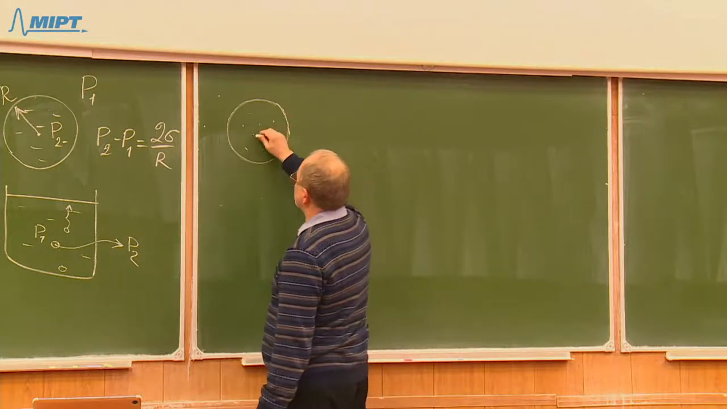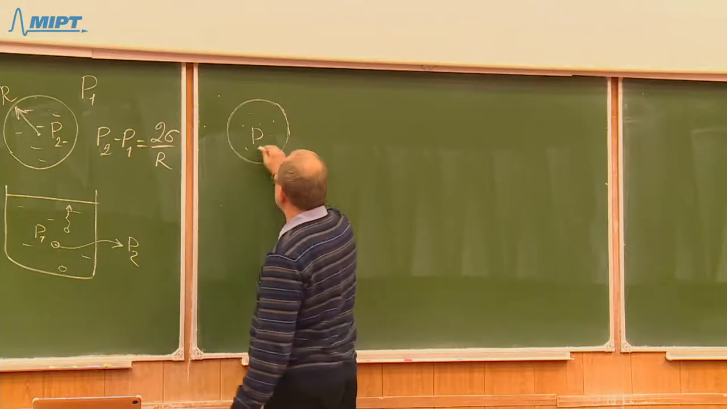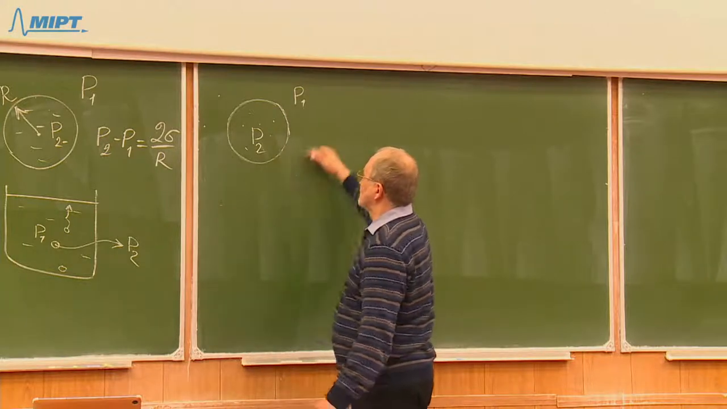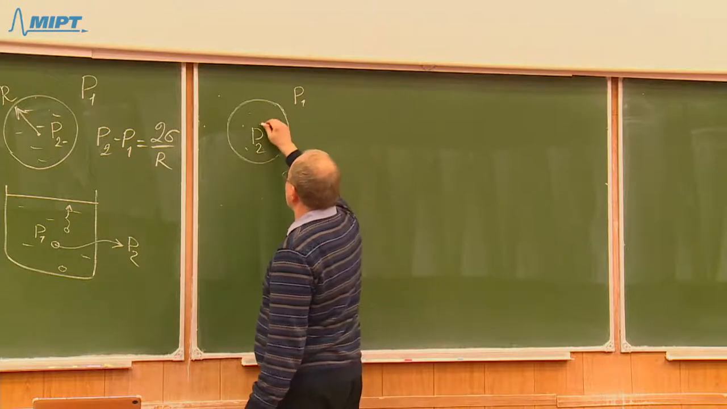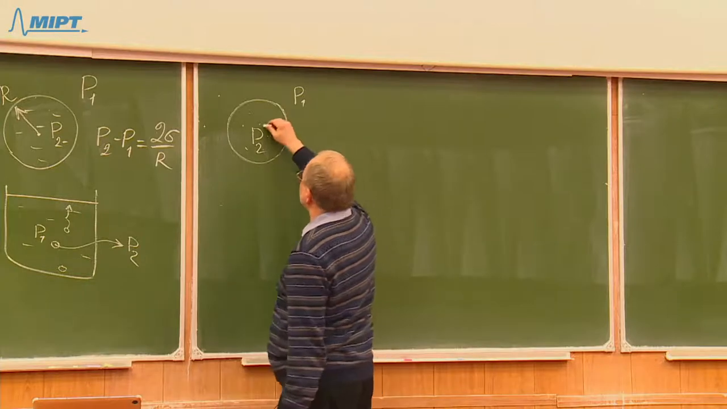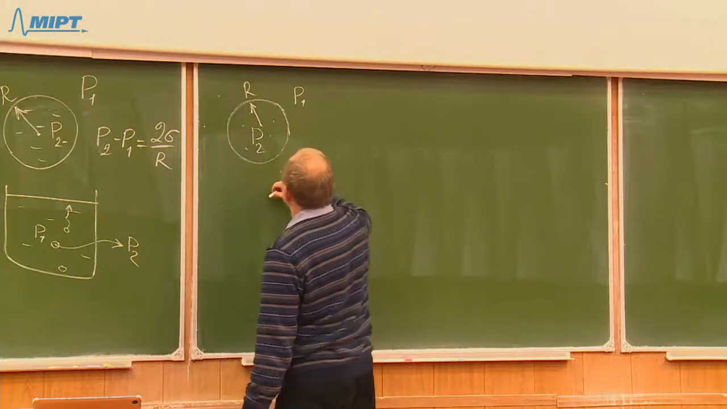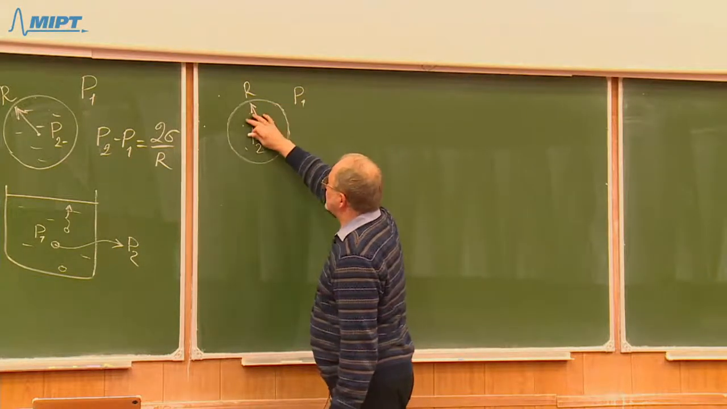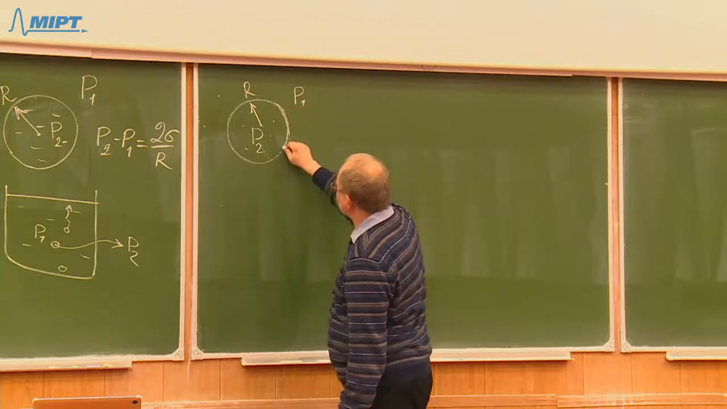But anyway, there will be a pressure inside, and I will denote it as usually by P2, and pressure outside, which is usually the atmospheric pressure if this happens in the air. Then the difference of these pressures will depend on the surface energy and the radius of this bubble. But in this particular case, when gas is inside and outside, and only a thin film of liquid is here.